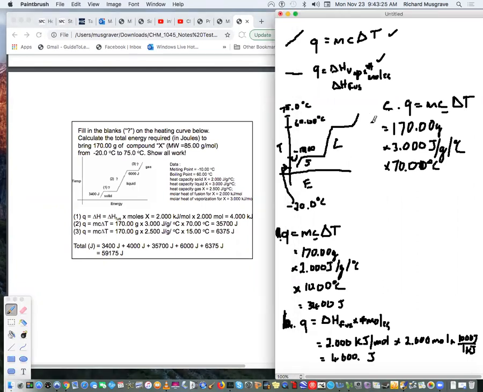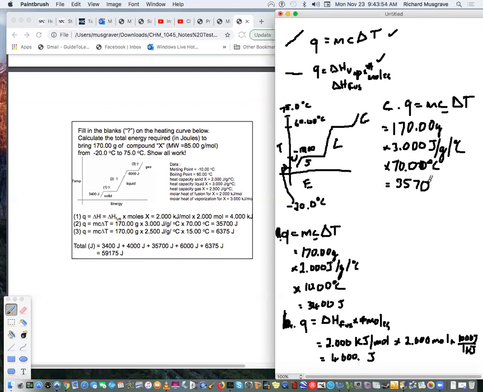So solid, liquid, gas. So we use the mass given multiplied by the heat capacity of the liquid, which is given, and then multiply by the temperature difference, which happens to be the temperature difference between the melting and boiling points, which happens to be, in this case, 70.00 degrees. Is that okay? And that gets you your final answer.